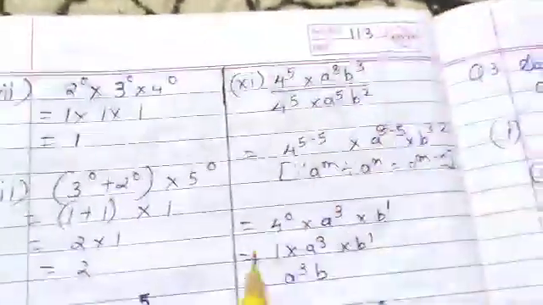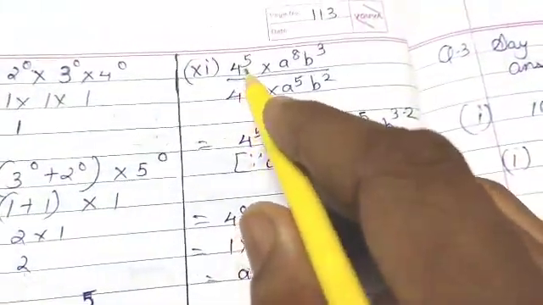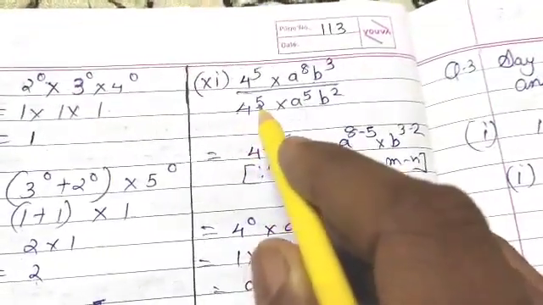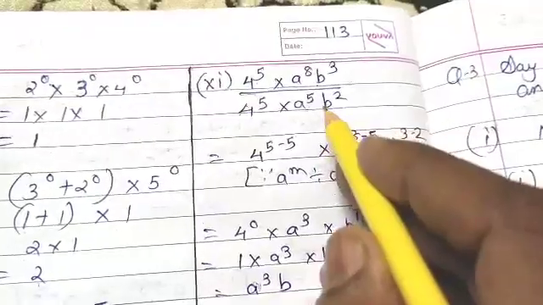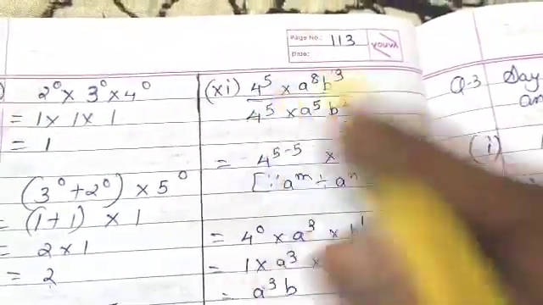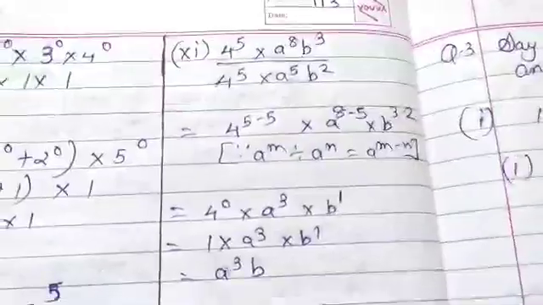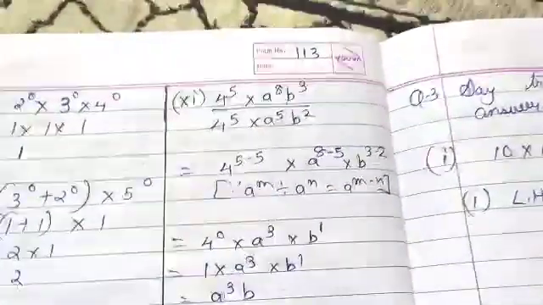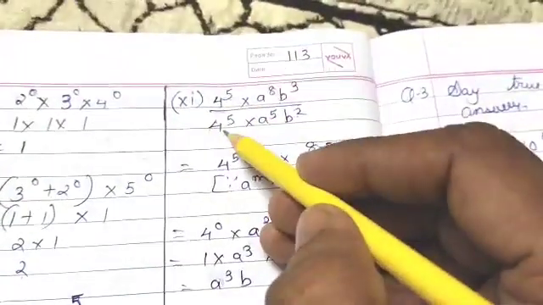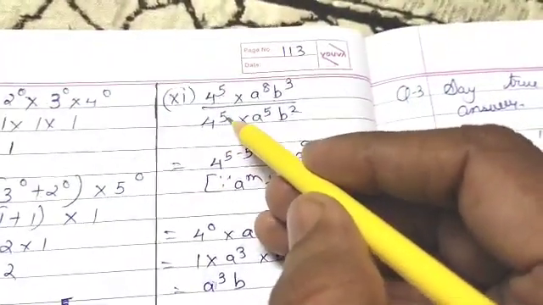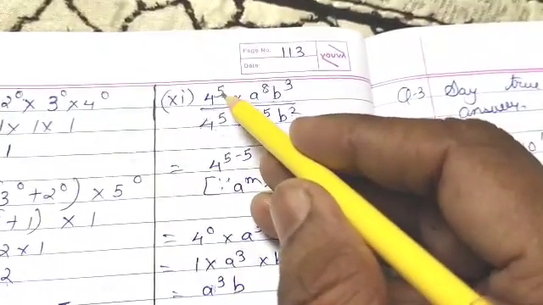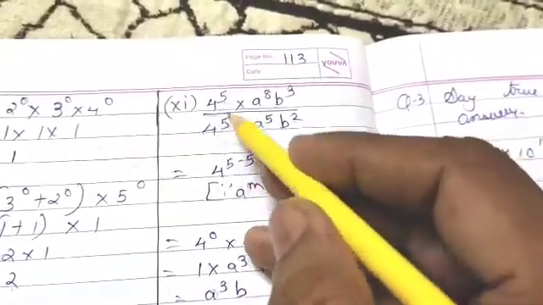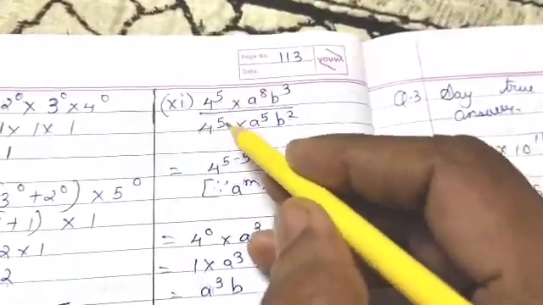Then next one is 4 raised to the power 5 multiplied by a raised to the power 8 b raised to the power 3 divided by 4 raised to the power 5 multiplied by a raised to the power 5 b raised to the power 2. Here I will not convert this 4 into a product of primes, because I found that the numerator and denominator both have the value 4. So I will just take this 5 into the numerator so that I can subtract it, that is write down 4 one time and 5 minus 5 as the power.